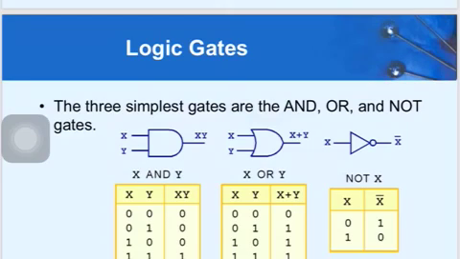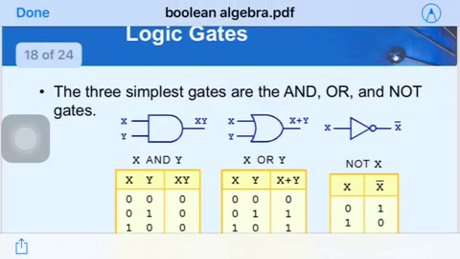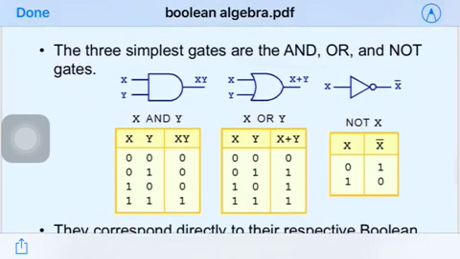Hello. In the last classes we have seen about the logic gates and Boolean function minimization using Boolean identities. The common logic gates are AND, OR and NOT gates, and these are the symbols for the AND, OR and NOT gates. We have also seen the truth tables related to these logic operations: X and Y, X or Y, not X.